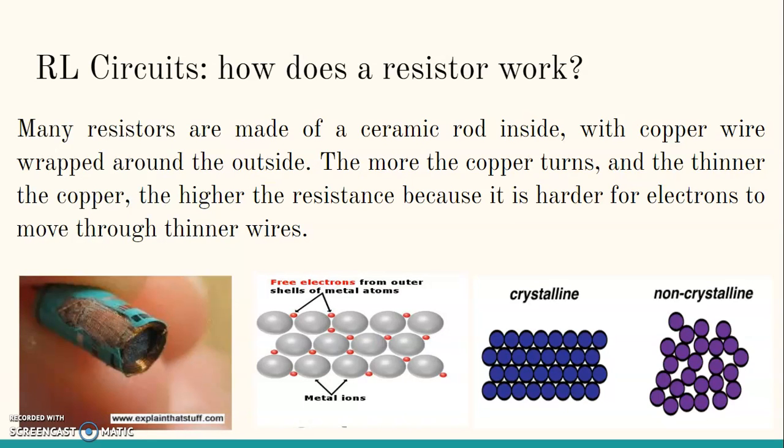Now, how do these components work? Well, many resistors are made of a ceramic rod that is wrapped around by a copper wire. The more the copper turns and the thinner the wire, the harder it is for electrons to move throughout the resistor, and consequently, the harder it is for electricity to flow.